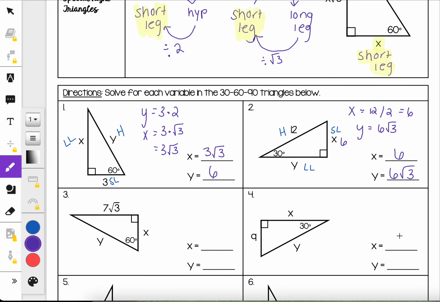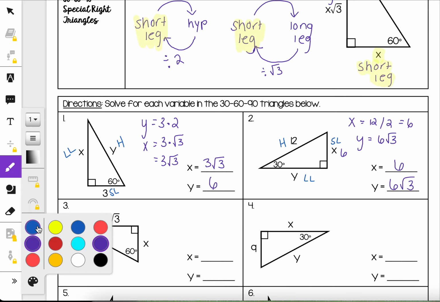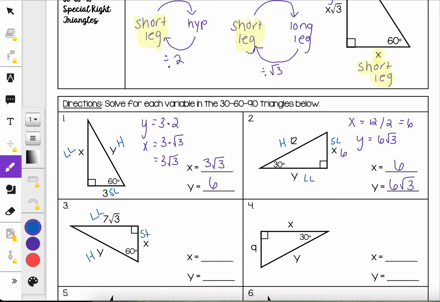Okay. We'll do numbers 3 and 4. So here again, I'm given my long leg. Here's my hypotenuse. Here's my short leg. So I'm given my long leg. I have to find my short leg first. So if I look at my rule, if I'm given my long leg and I want to go to the short leg, I'm going to divide by root 3. So x is going to equal 7 root 3 divided by root 3. Luckily, those just cancel out, and I get x equals 7.